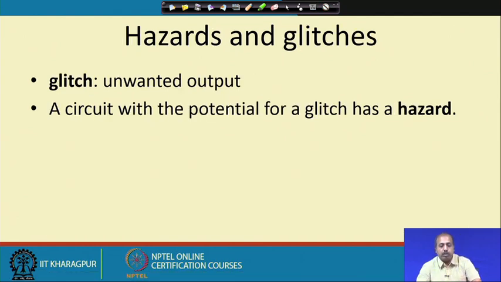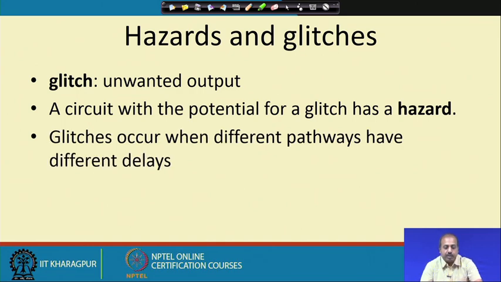So we will go to the topic called hazards and glitches. A glitch is an unwanted output. The output should be a steady 1, but in between it becomes a 0 for a very small amount of time, then again it goes to 1. A circuit that has the potential for a glitch is said to have a hazard. Ideally, it is expected that my circuit should be hazard free.